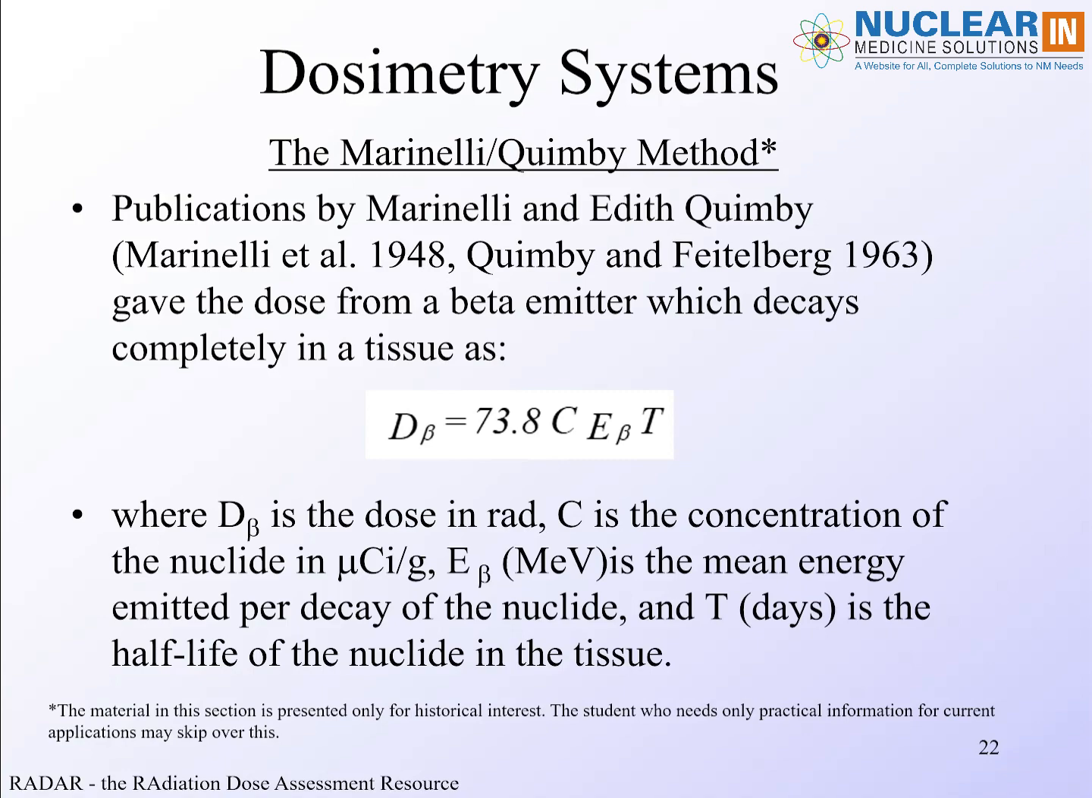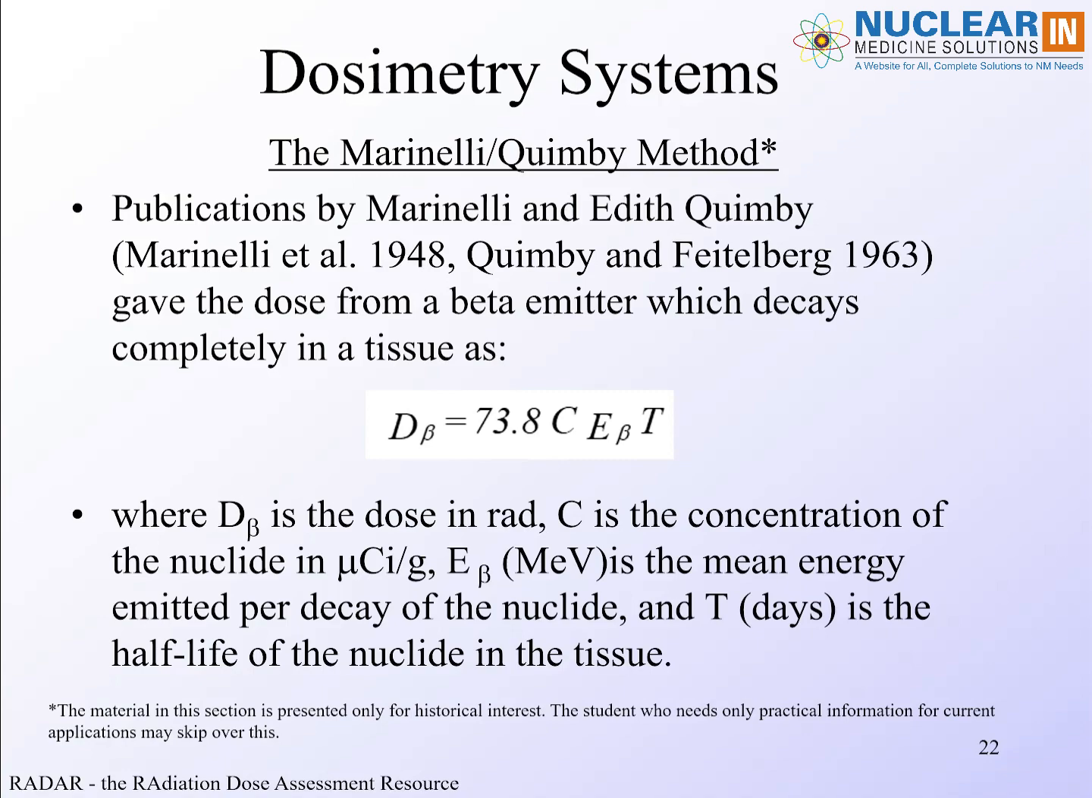The oldest system, which you don't really need to know anymore, but the original, the first internal dose equation was developed basically independently by two people named Marinelli and Quimby. And they were just doing dose from a beta emitter to the thyroid. And you will still see people using this. If all they ever do is thyroid dosimetry, this is the basic equation.